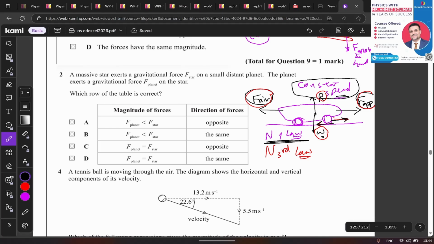What about if you are swimming? Now what is the action and reaction force? You push the water backwards. The water will push you forward.